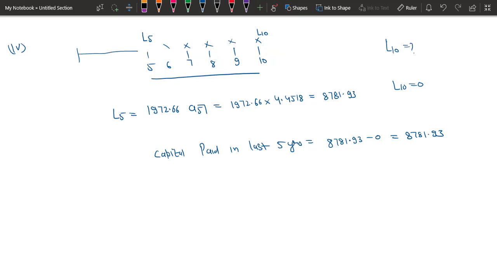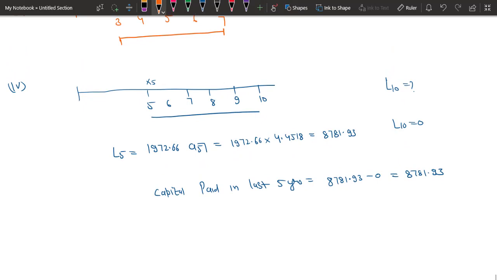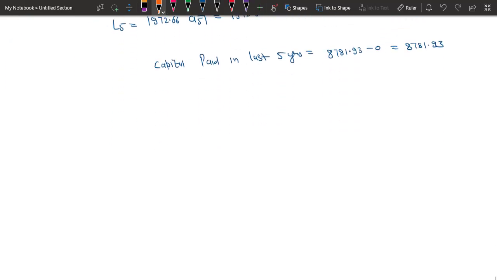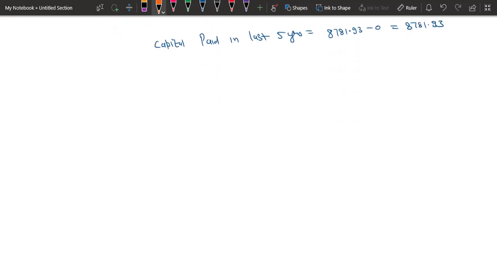So after the fifth payment, after paying the fifth installment X5, the loan outstanding is 8781.93. So this is the amount that you will pay in these 5 years by the installments. In the last part of the question, it is asking to calculate the interest paid over the whole loan amount.